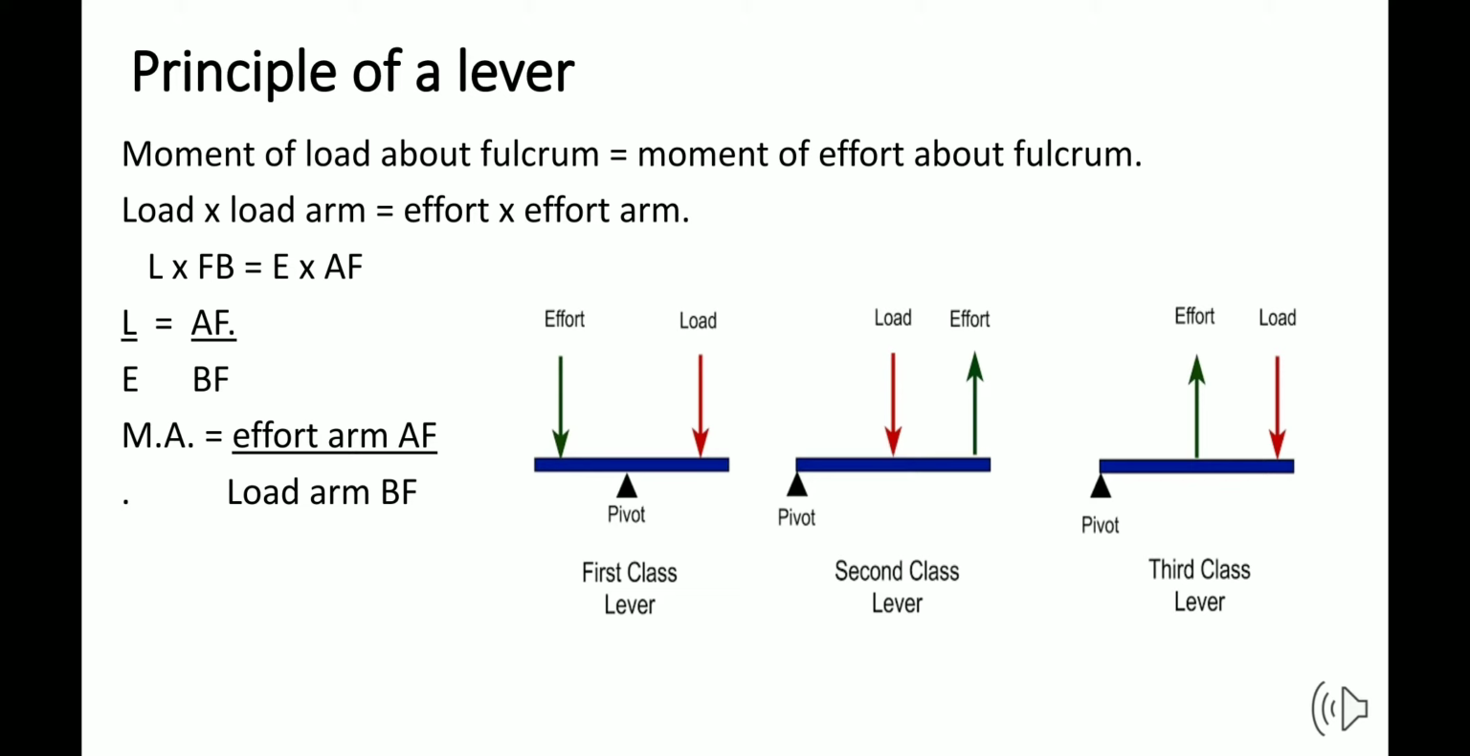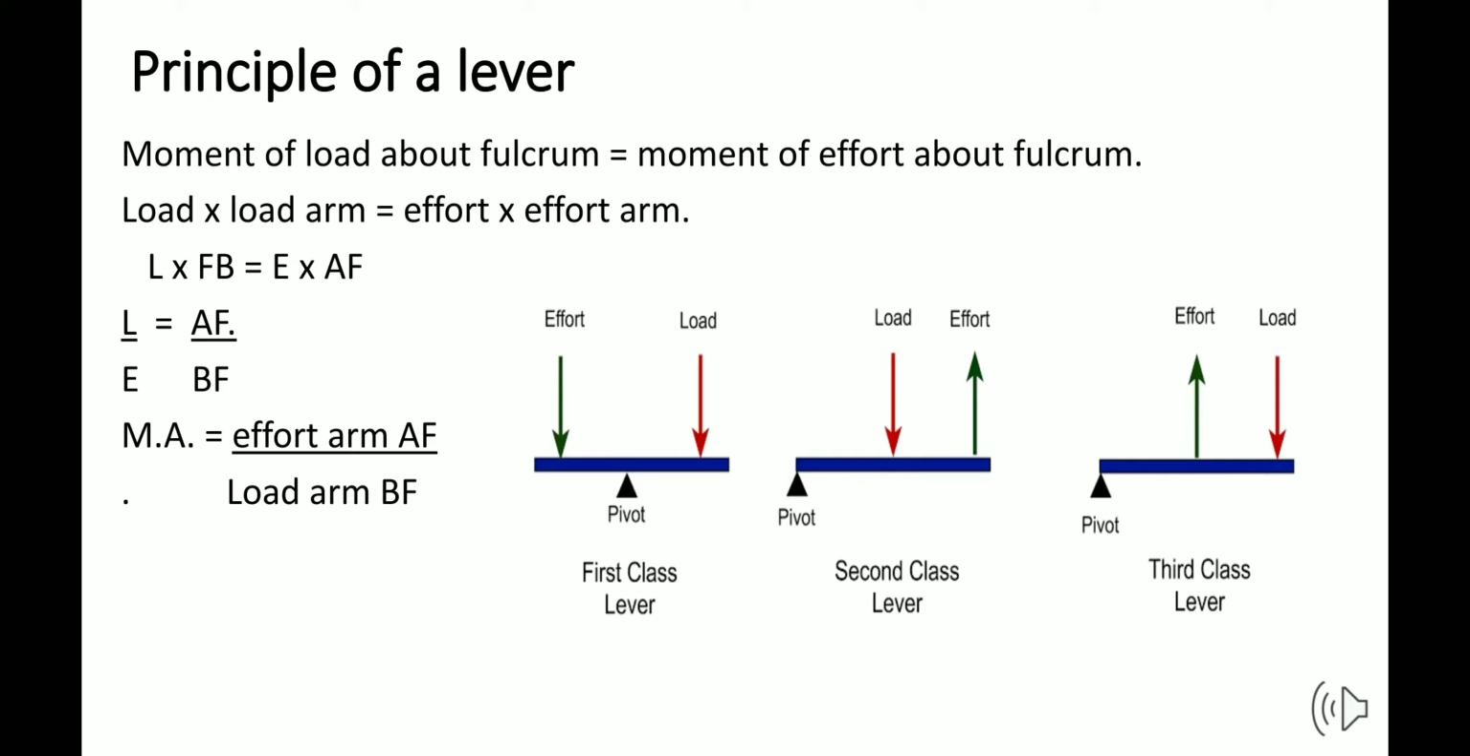So here, if I say L is the load and FB is the distance of the load arm. What is the load arm? From the fulcrum to the load. Okay, and what is the effort arm? From the fulcrum to the effort. Every time. So, load upon effort is equal to AF upon BF. I have not shown here AF and BF, but I'll show you in the next slides. So, L upon E is equal to AF upon BF.